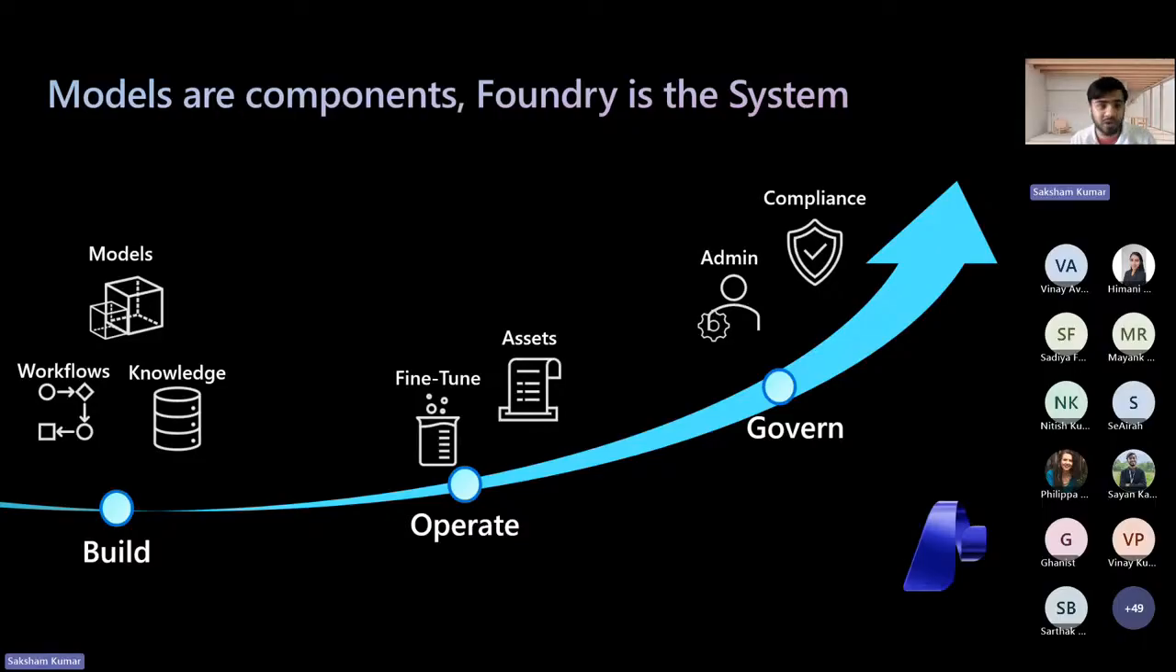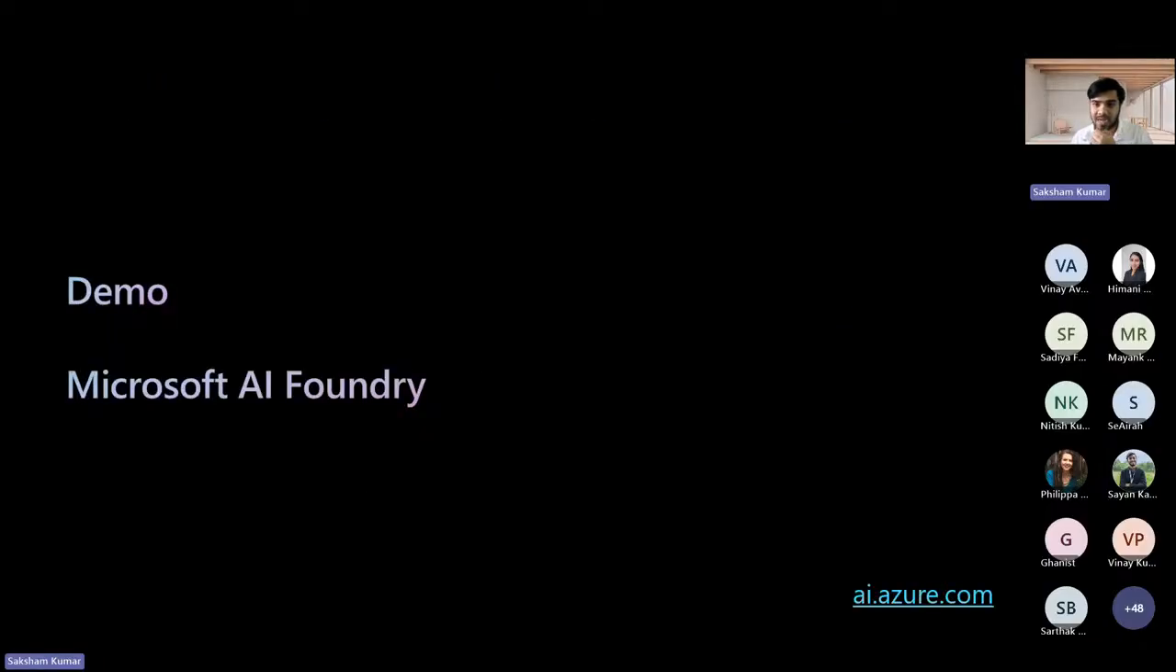If you are a builder, you can do models, workflows, knowledge. If you want to operate it, you have fine-tuning and assets. For governing, you have admin and compliance. So, we are at the end of the meeting. We have just a few minutes. I think I can show you a demonstration of AI Foundry and we can wrap up. Just give me a second.